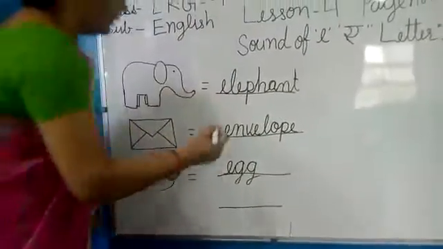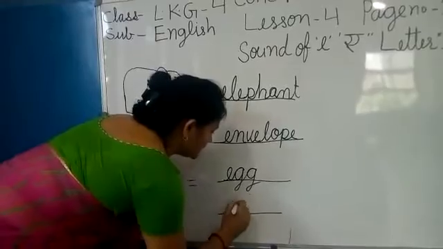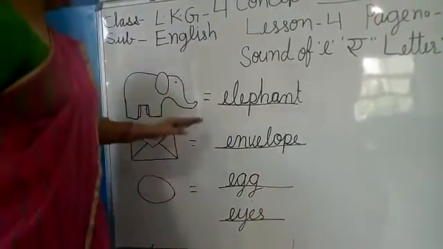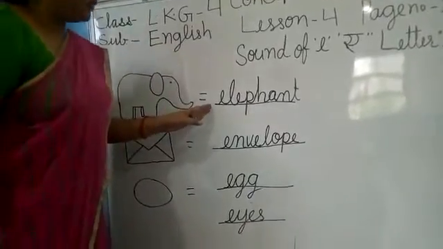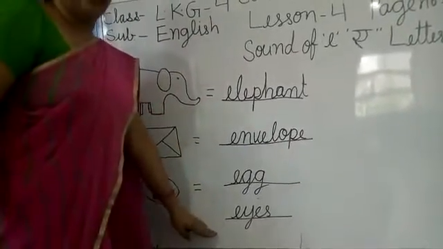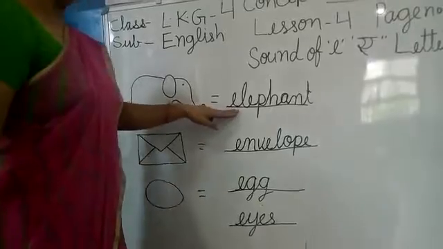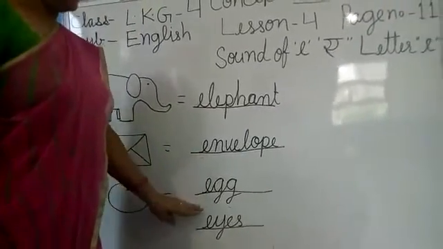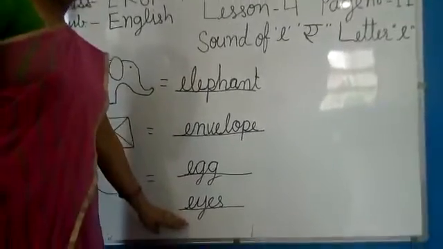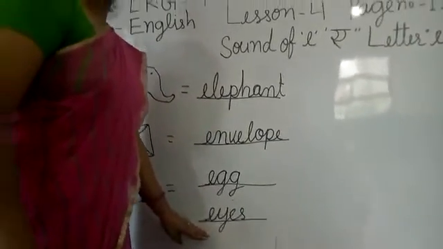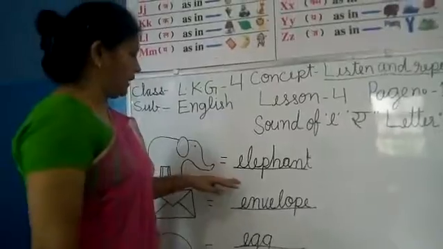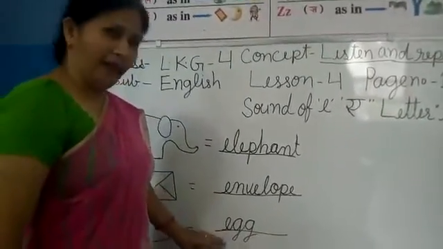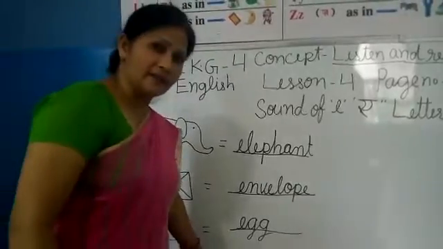For example, eyes. Now repeat. Elephant, envelope, egg and eyes. Now repeat again children. Elephant, envelope, egg and eyes.